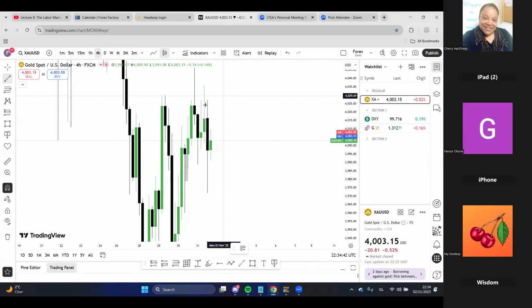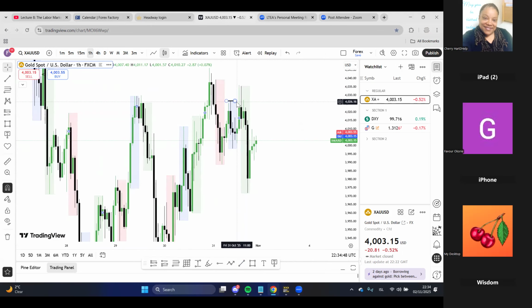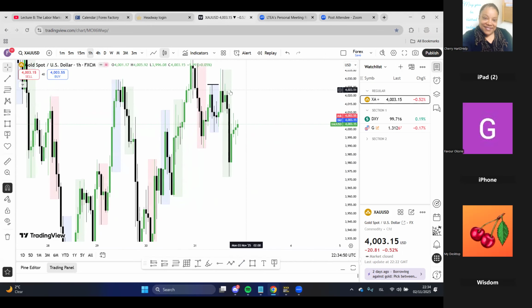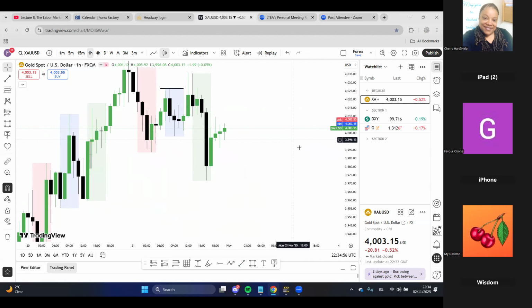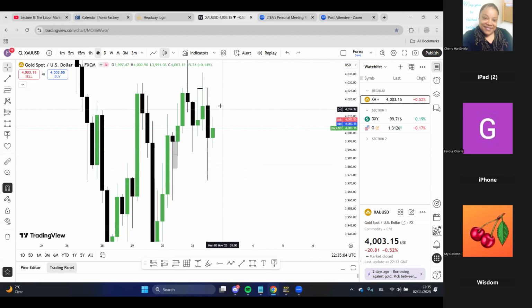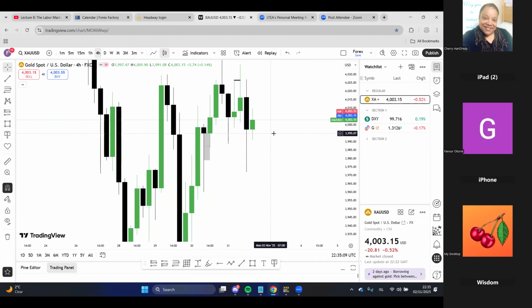Let's say this one took liquidity right there, and you believe that the other 4 hour moves back into your point of interest and continues until that 4 hour candle closes, price will still remain bearish, because your 4 hour time frame told you that price needs to go down. That is the only time you can hold your trade and keep on holding your trade.